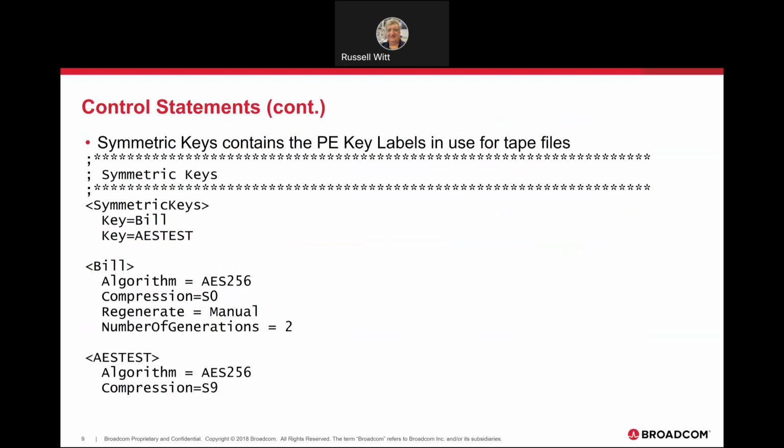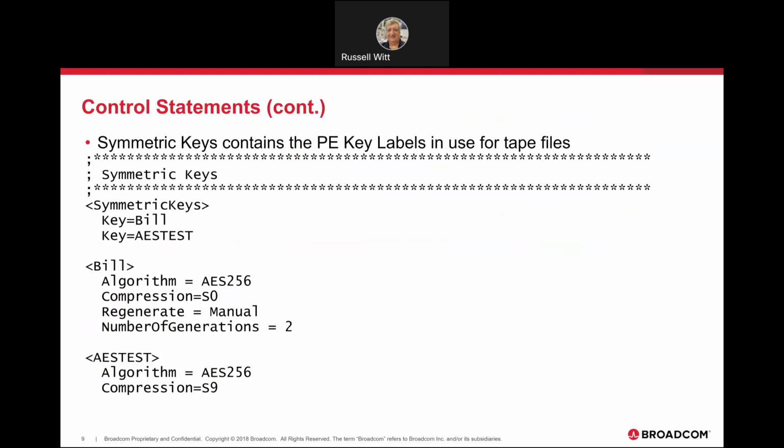The last member are the symmetric keys. With the tape encryption feature available now in CA1, we will take the DS key label, the dataset key label, specified in your JCL, your external security system, or your SMS data class, and we will actually go out and use that key label as a nickname. So it has to be defined here in the symmetric keys member of our PARM-lib.